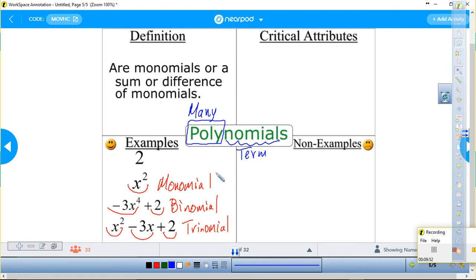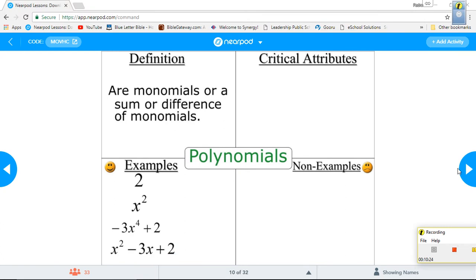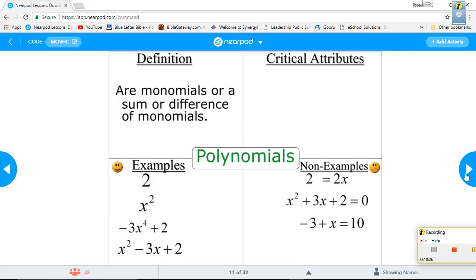Right. So the general word is polynomials, but when I ask you independently what the name of each part is, then you'll tell me monomial, binomial, or trinomial. Okay? We got this? Some of you are like, man, it sounds like a tongue twister. Non-examples. Copy these down, please.